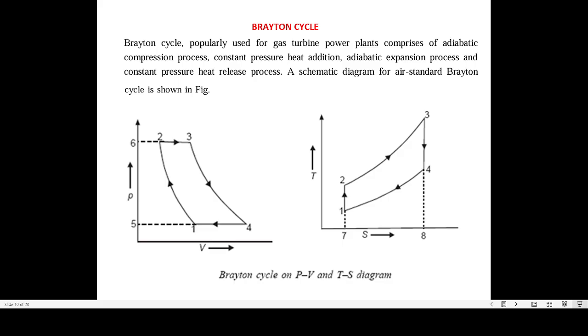The process 3-4 is the adiabatic expansion process. It is also seen that the entropy during process 3-4 is constant, so it is an isentropic expansion. The point to be noted here is that the compression and the expansion are both isentropic processes: isentropic compression, isentropic expansion. Coming back to the last process, process 4-1, on the pressure volume diagram, the pressure at point 4 and the pressure at point 1 are the same.